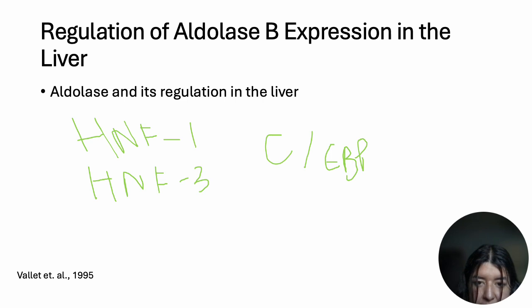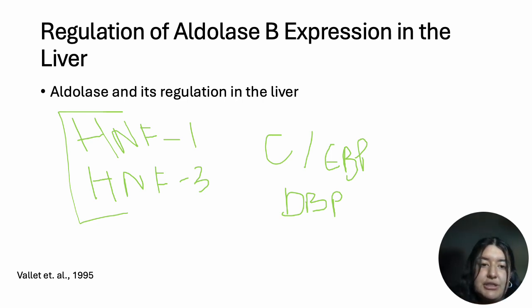The last transcription factor we're going to go over is D-binding protein, DBP, which contributes to circadian regulation of aldolase B. It plays a part in the expression of the enzyme based on the time of day, aligning metabolic processes with the body's daily rhythms and energy needs. Together, these transcription factors that we mentioned ensure that aldolase B expression is finely tuned to the liver's metabolic requirements, resulting in the optimized utilization of energy from different substrates.